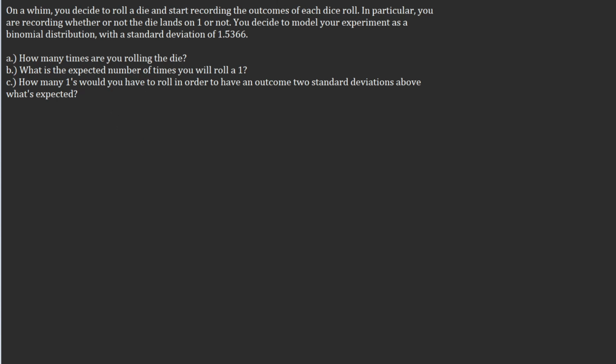So just to go over a little bit of information here, we're recording whether or not the die lands on a 1 or not. And so our probability here is going to be 1/6. And we get a standard deviation here for our binomial distribution of 1.5366. And that is all the information we have in this problem. And so let's go ahead and start this off. In the first part, we're asked, how many times are we rolling the die?